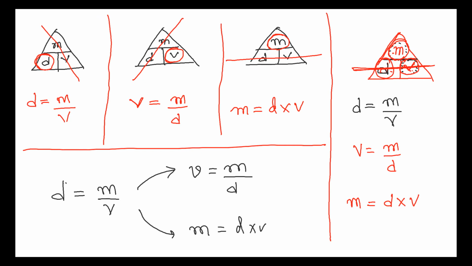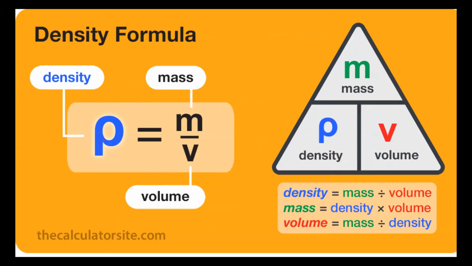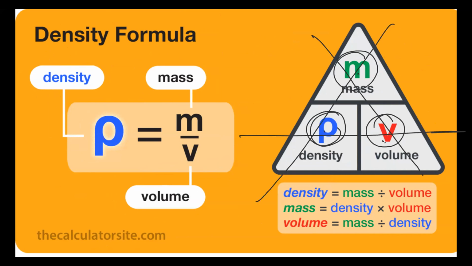Fine. So this is what we were emphasizing on. This is the thing you have to remember. Density is mass by volume, and the rest you can derive: volume is mass by density, mass is density into volume. Finished.